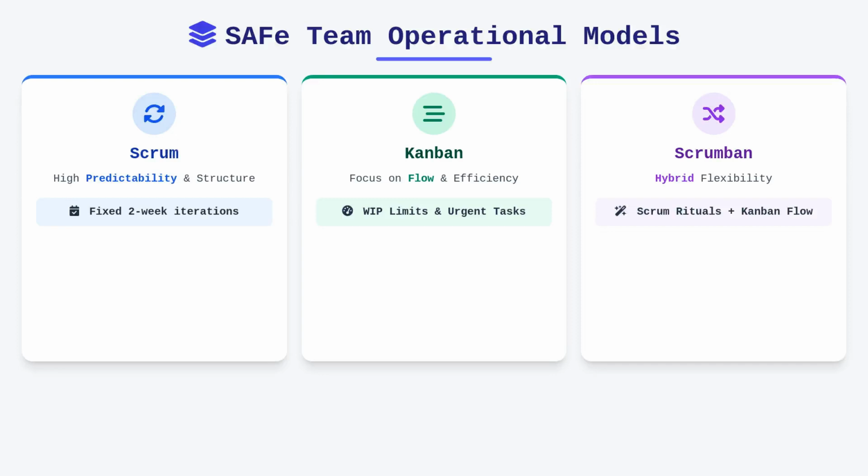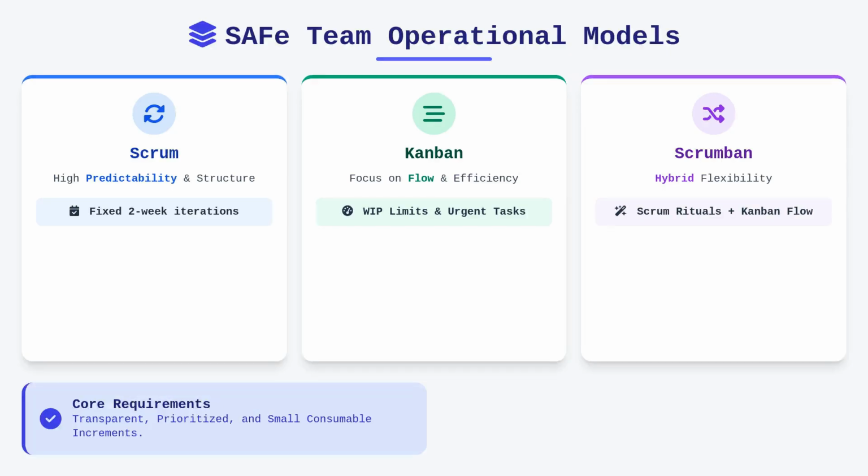Scrumban attempts to combine the structure of Scrum meetings with the flow-based nature of Kanban, providing a flexible framework for teams that need to evolve their process without adopting the full overhead of traditional Scrum. Regardless of the chosen methodology, the requirement for clear, transparent, and prioritized work remains constant across all team types.